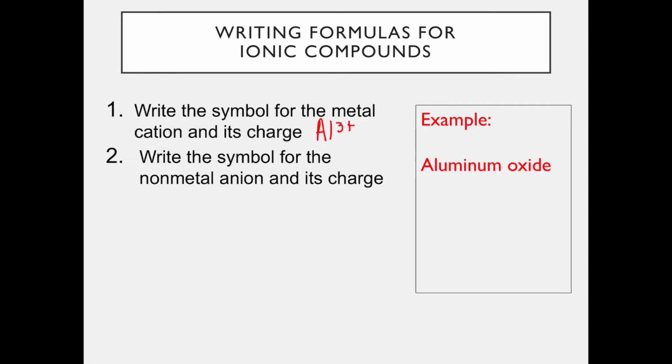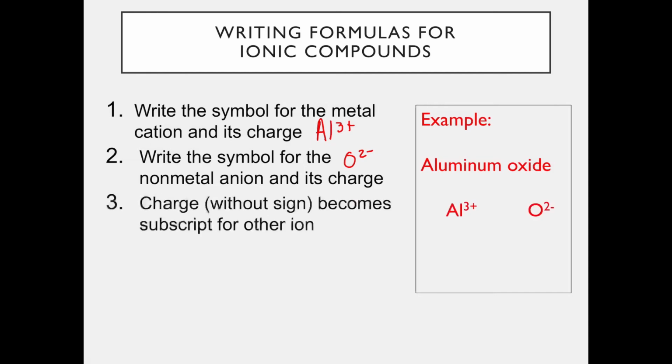So then we're going to write the symbol for the nonmetal anion and its charge. Again, oxygen is not one that has a variable charge, so oxygen is always going to be O2 minus. And just on these guys, the number needs to go before the charge. If you write the charge before the number, that means an oxidation state, which is something else, and we will cover that later. In Chem 1, we start to be a little bit picky about these kinds of things, so make sure you put the number and then the charge. So there we go, we have Al3 plus and O2 minus.